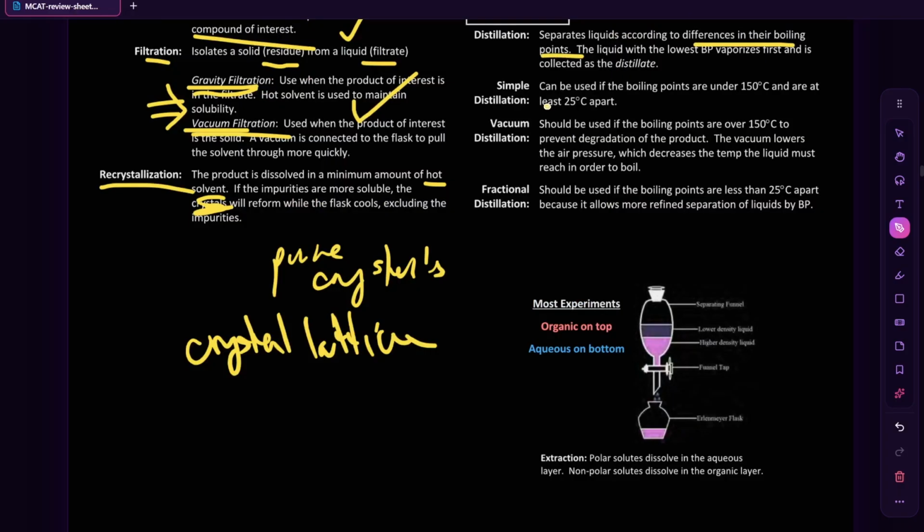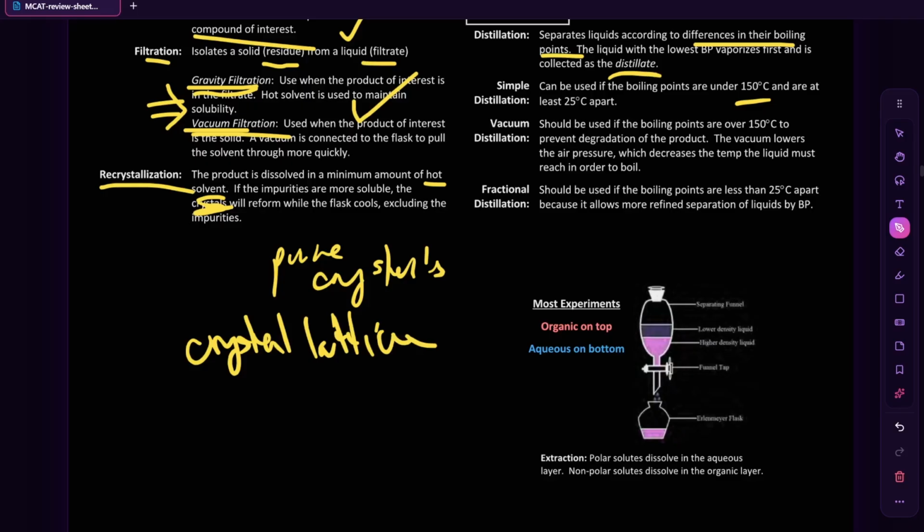Okay, and then lastly, distillation. Distillation is when you're separating liquids based on difference in boiling points. So the liquid with the lowest boiling point will end up vaporizing first, in other words, shooting up into the air as steam, and once it's condensed back into liquid form, it's collected as distillate. That's what it's called. Simple distillation works when boiling points are under 150 degrees Celsius and are at least 25 degrees apart from each other. That's a wide enough gap that one component readily vaporizes well before the other, so you're able to separate the liquids.